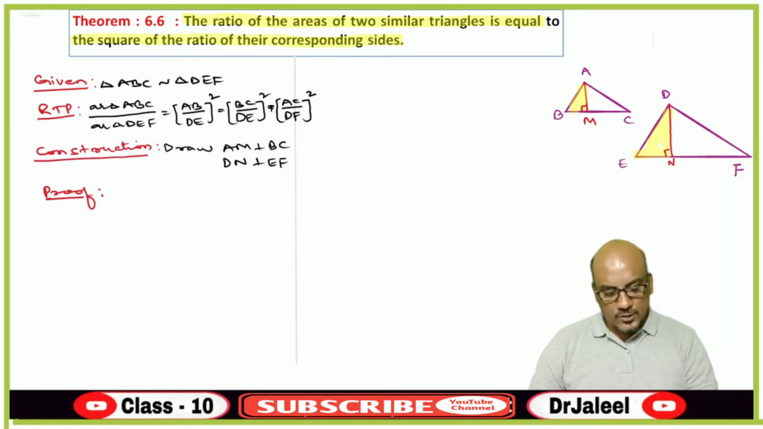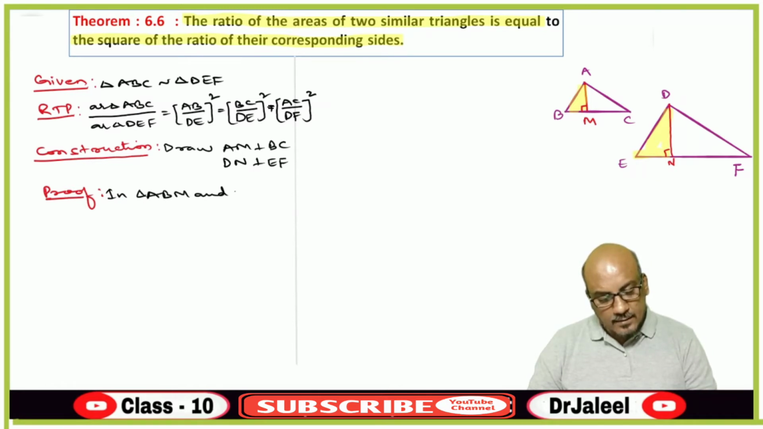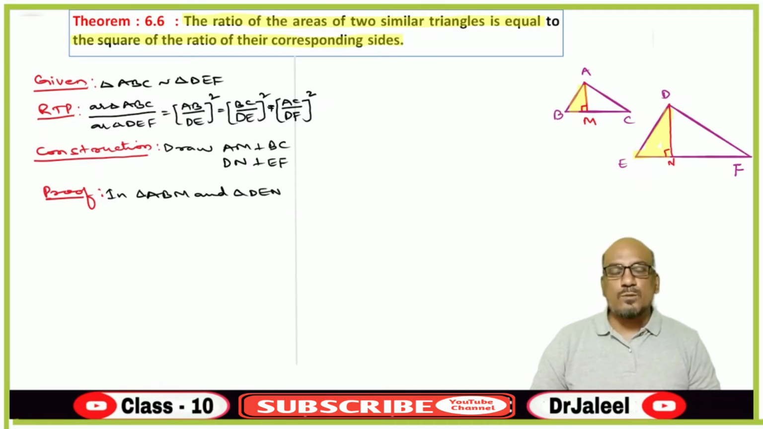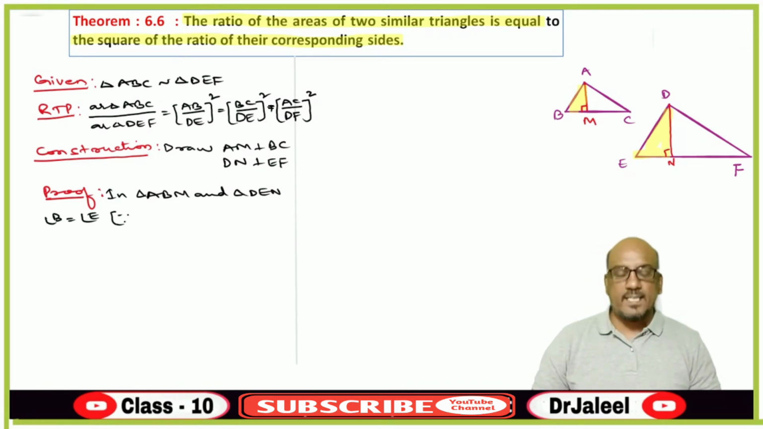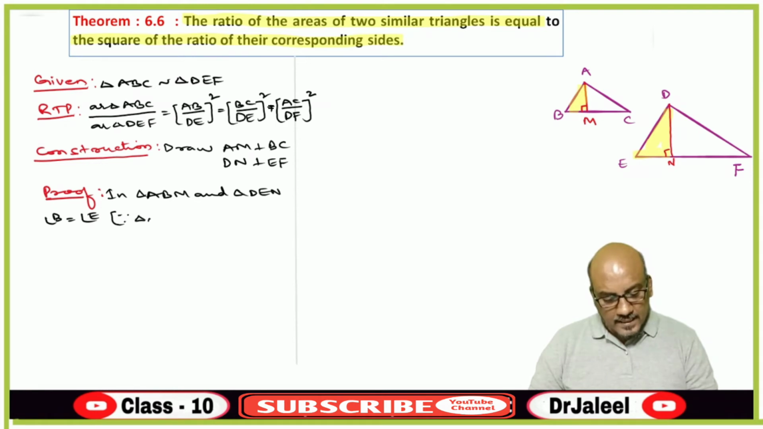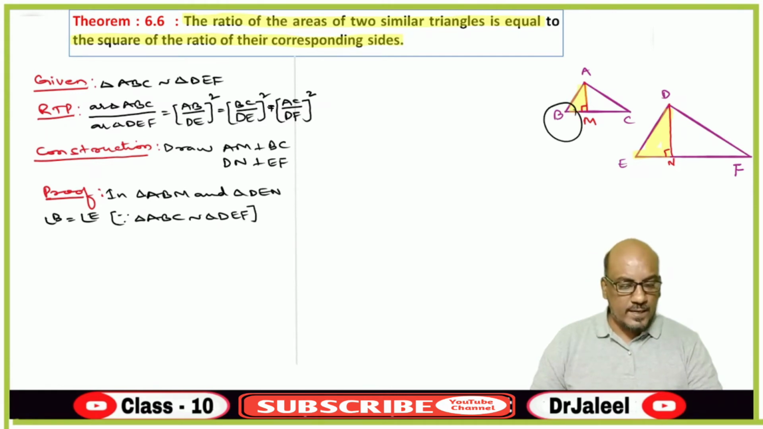So let us present this, children. In triangles ABM and DEN, these two triangles, we can say that angle B is equal to angle E. Why are you able to say this? Because triangle ABC is similar to triangle DEF. Big triangles are similar, therefore these two angles are equal. So let me mention it.